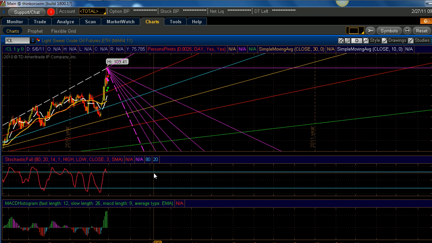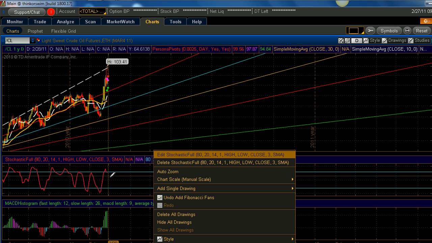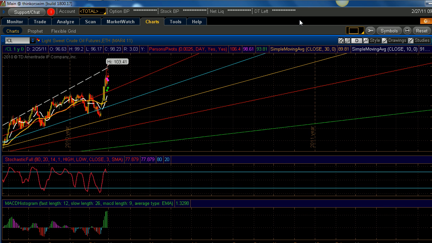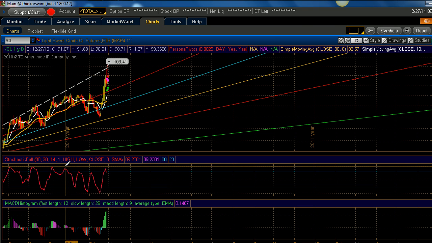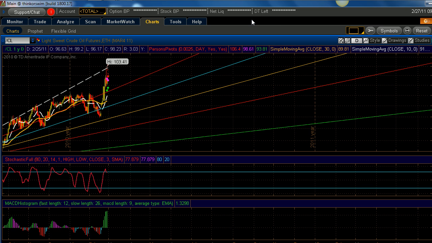But the stochastic is coming down here just a little bit. But as we know, just like in the stock market, you can bounce along the top. You can come down, go back up. So there, when people say, well, why don't you just buy when it's extremely oversold or overbought?